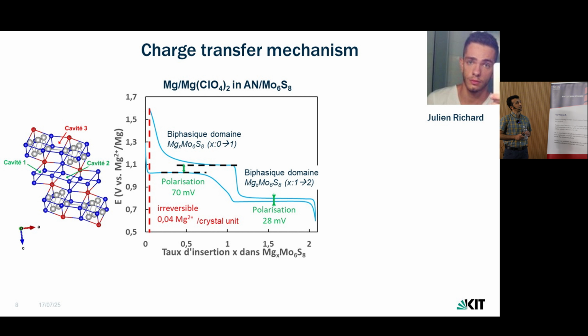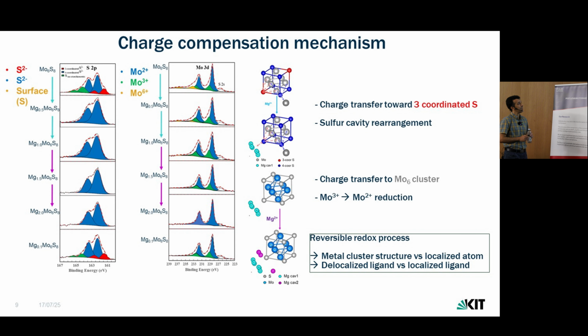So let's track this by XPS. Let's follow the first plateau, then the second plateau, and go back. During the first plateau, if you remember, there are 2 kinds of sulfur, 3 coordinated, and that's what we can see in the sulfur 2p peak, where there are 2 populations of sulfur in red and blue, and there is some surface, subsurface structure. In parallel, like in lamellar metal oxide, what we call hydroxide on the surface, there is some similarity.